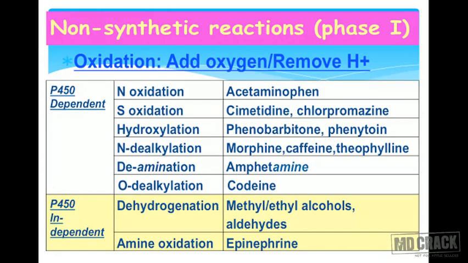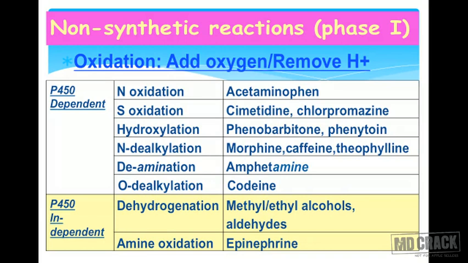The non-synthetic phase 1 reactions can be cytochrome P450 dependent or cytochrome P450 independent. The cytochrome P450 dependent reactions as well as the independent reactions are shown on this particular slide. You have ample time to study this particular slide. I'll make a mention of one cytochrome P450 independent reaction, and that's dehydrogenation.